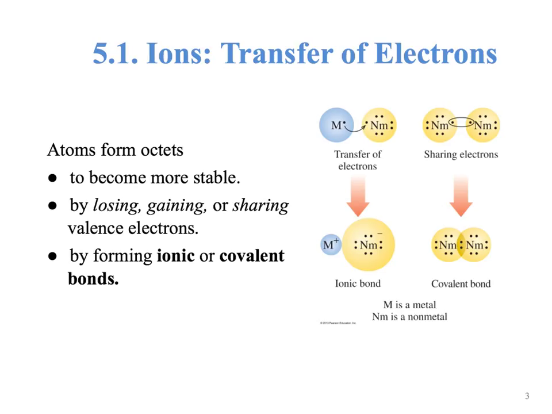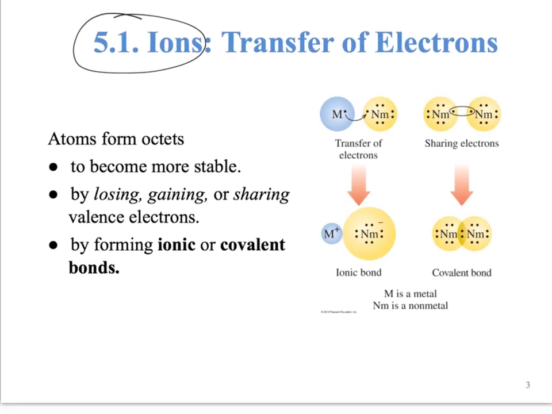This is the first section. Chapter 5.1, we're talking about ions. Ions are formed when we transfer electrons. Atoms are going to react. Atoms want to form octets. And the reason for that is that they want to become more stable.